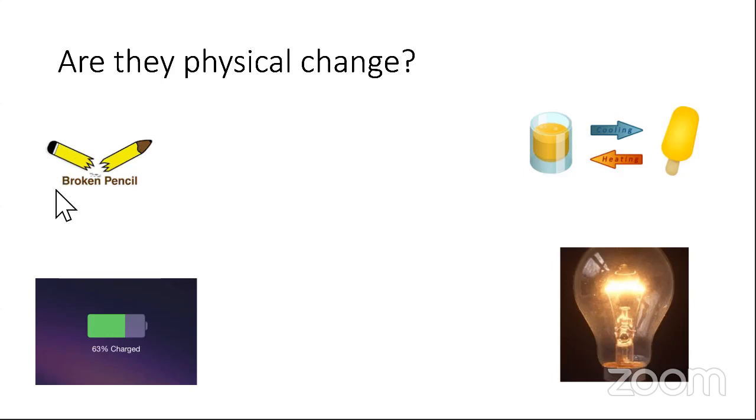Did you get it? Let's see more examples. See if you can get a better understanding of that. So, is cooling and heating an ice cream a physical change? This one, cooling and heating an ice cream. Is it a physical change?